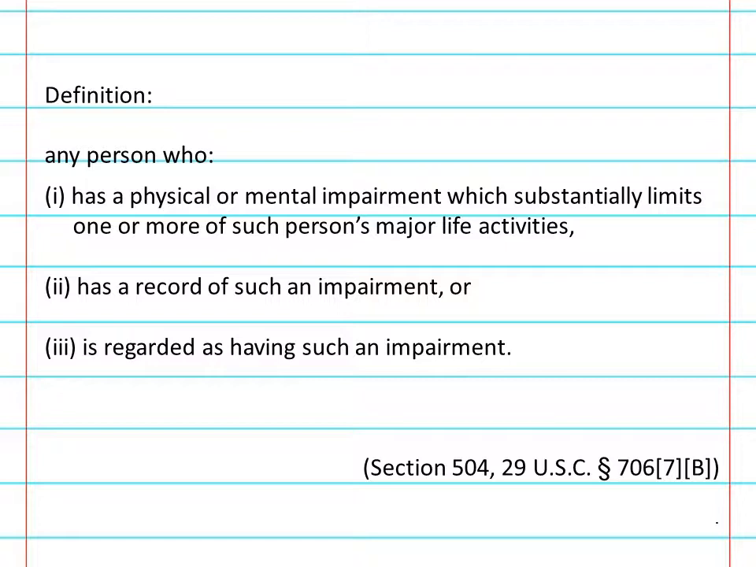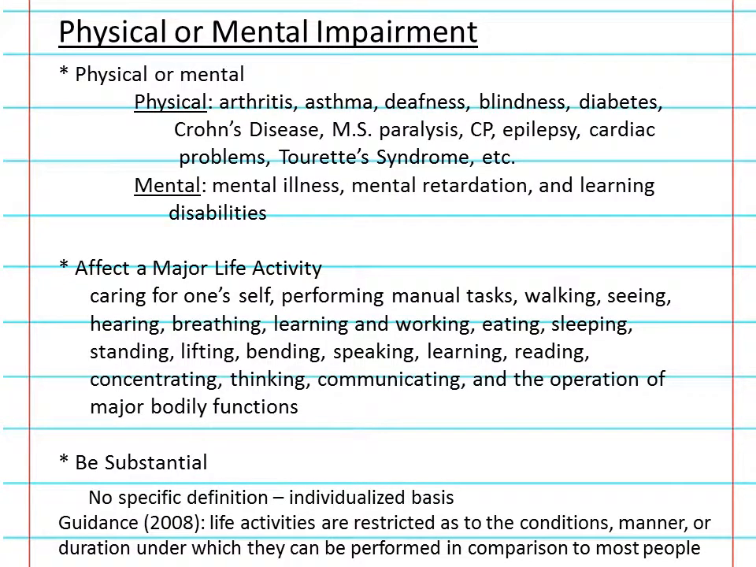A physical or mental impairment is the first part in that definition. By physical, that could mean a whole host of things. Some of the things they specifically list in the definition are arthritis, asthma, deafness, blindness, diabetes, Crohn's disease, MS, paralysis, cerebral palsy, epilepsy, cardiac problems, Tourette syndrome, and it goes on and on. Anything that physically affects the body. But the other piece is also a mental impairment, which could be any mental illness, including mental retardation, cognitive disabilities, and learning disabilities. So anything that is working with the neurological system. So you need to have an impairment, either physical or mental.